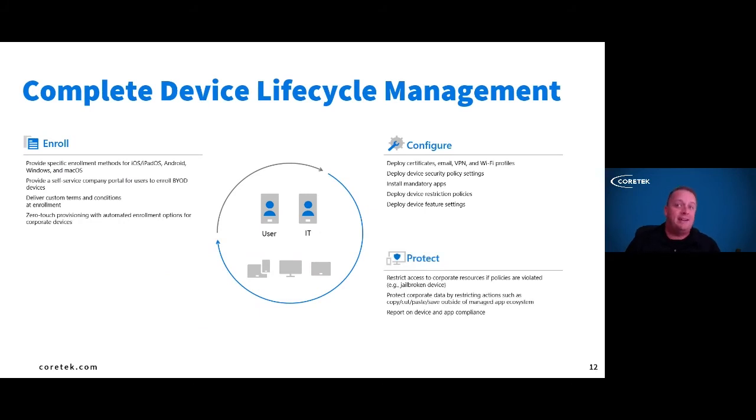We also can protect that device. We can say things like, if you have a jailbroken device, if you have a rooted device, if you have a compromised device, we're not going to let you access our network assets. We're not going to let you access your data in Microsoft 365. We can protect corporate data by restricting actions. This is a huge, huge one within Intune. And this actually works within Intune, Conditional Access, and then a couple of other features within your tenant.